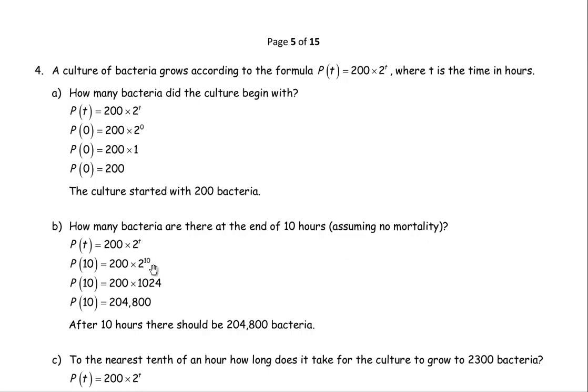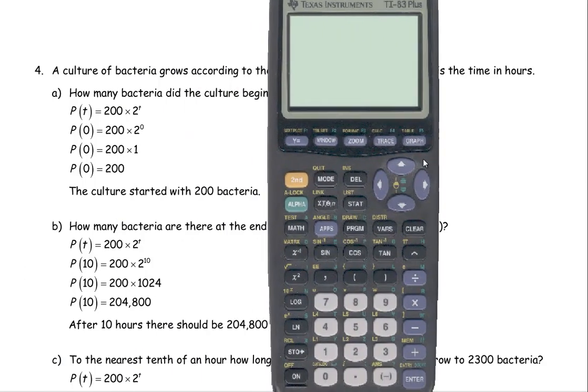Now be careful here. If you remember order of operations, you have to evaluate powers, or the 2 to the 10th, before you go multiplying. So don't go 200 times 2 and raise it to the power of 10. The 200 is not raised to the power of 10. So we do 2 to the 10th, which is 1024, and it looks like this in your calculator: 2 raised to the power of 10 is 1024, and then we multiply that by the 200. And that's where this 204,800 comes from.